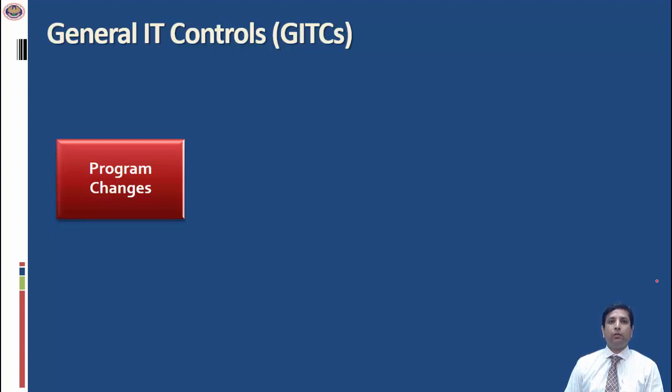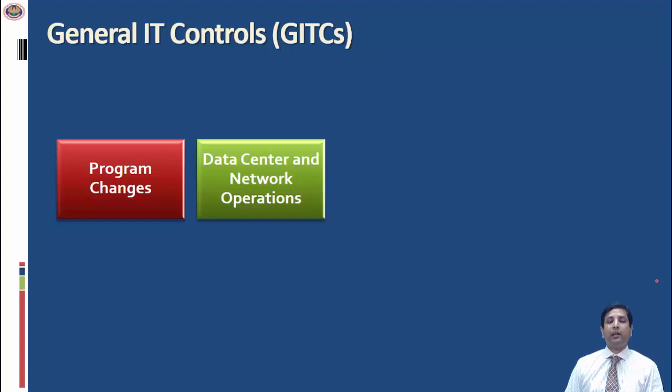The GITCs are categorized into several domains or categories, as we call them, or groupings of controls. One is program changes. These basically cover controls over how programs are changed within an IT system. Data center and network operations: how issues and problems are identified, resolved, and tracked is covered as a part of network operations. This relates to the availability of the systems for use by the business.